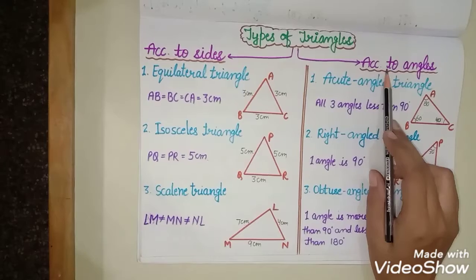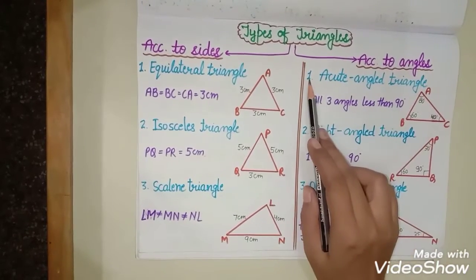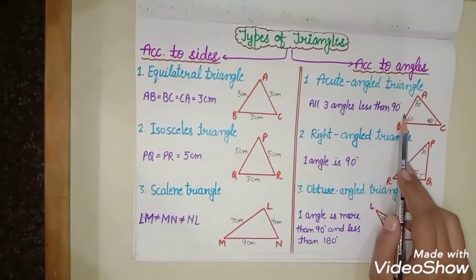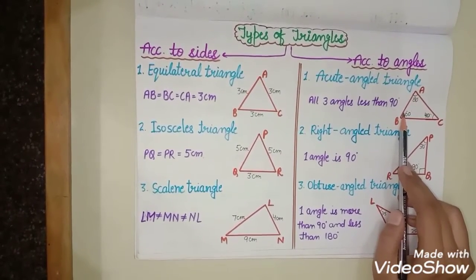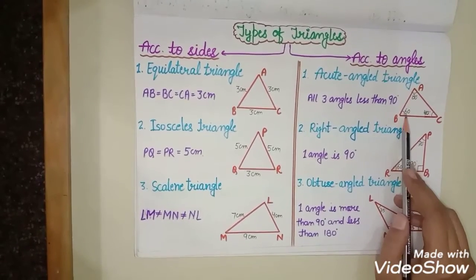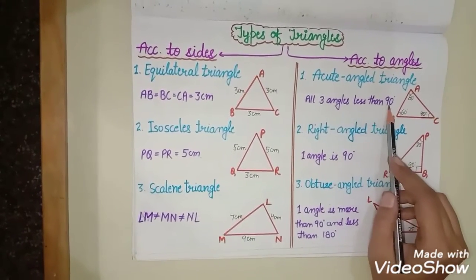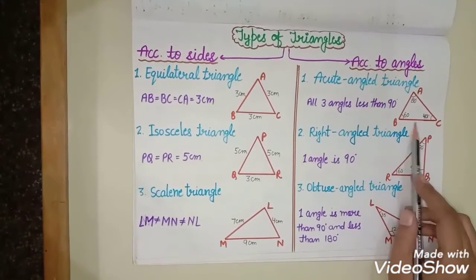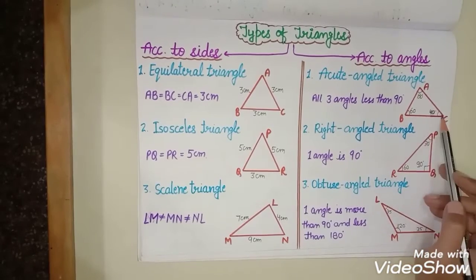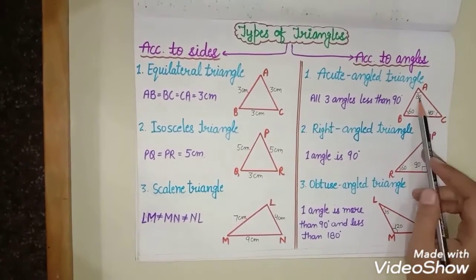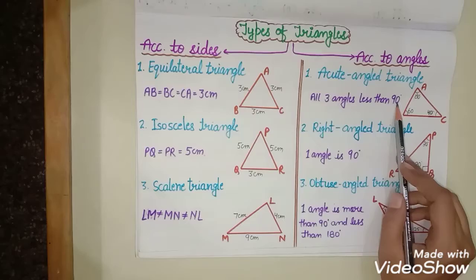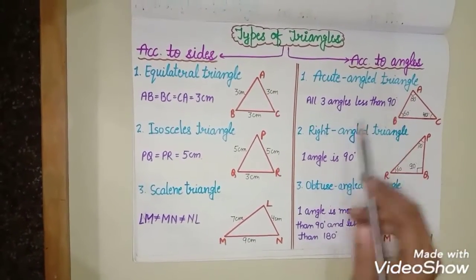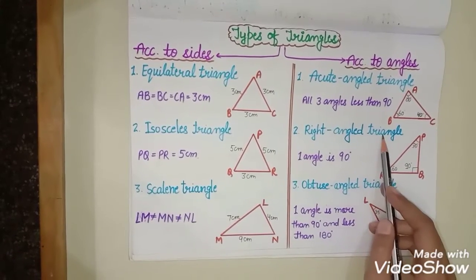Now second is according to angles. In this first one is acute angled triangle. A triangle where all the three angles are acute, means less than 90 degrees, is called an acute angled triangle. Means in the triangle, if all the three angles are less than 90 degrees, so that triangle will be called acute angled triangle.